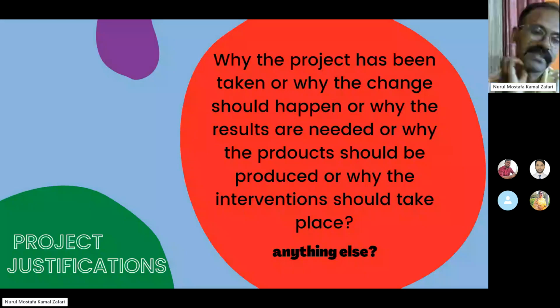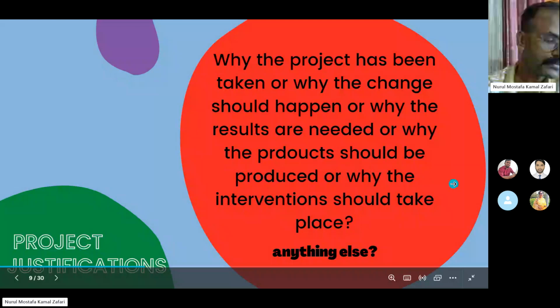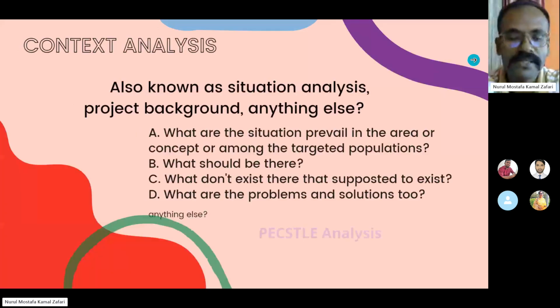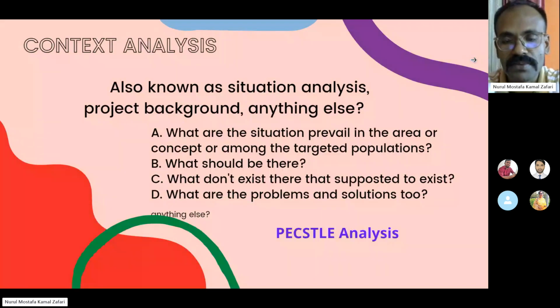Now, context analysis. In almost all project proposals, you need to write context analysis. In some cases, maybe you will see some interchangeable terms like situation analysis, like project background, or any other terms, but a context analysis entails what is the situation prevailing in the area, and among targeted populations, what should be there, what doesn't exist there but is supposed to exist, what are the problems and solutions to them. These are the things.